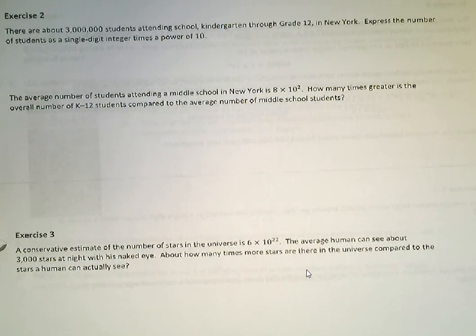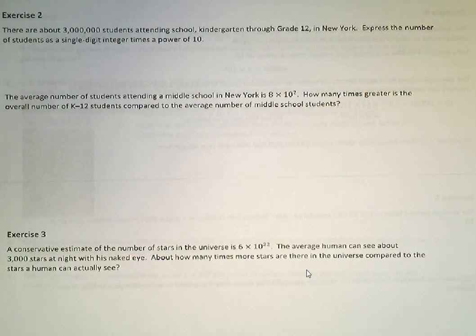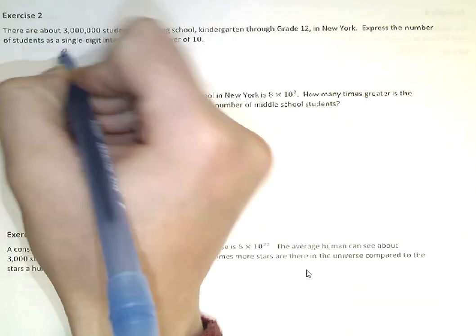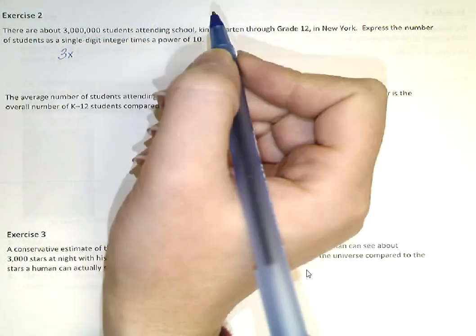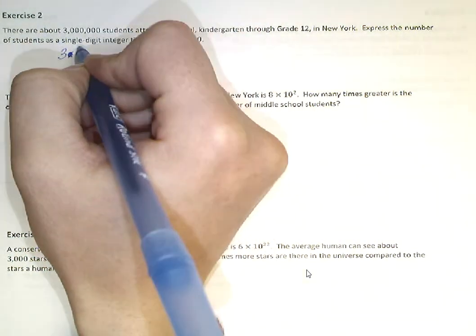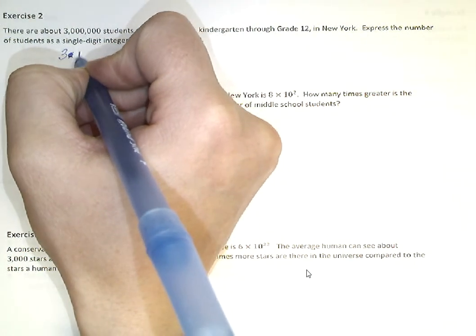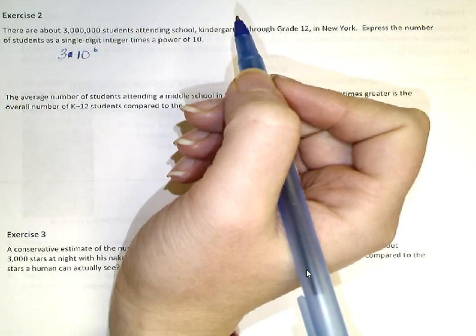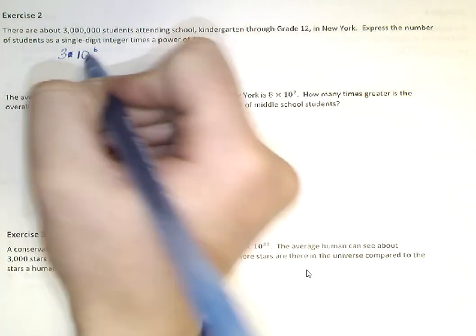There are about 3 million students attending school, kindergarten through grade 12 in New York. Express the number of students as a single-digit integer times the power of 10. So let's look at this 3 million. 3 million is 3 multiplied by 1 million, right? And that 1 million I can write as 10 to the 6th power because that has 6 digits. So 3 times 10 to the 6th.